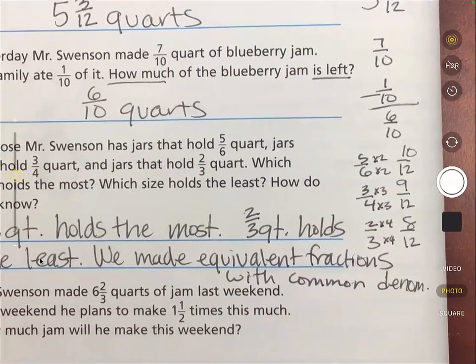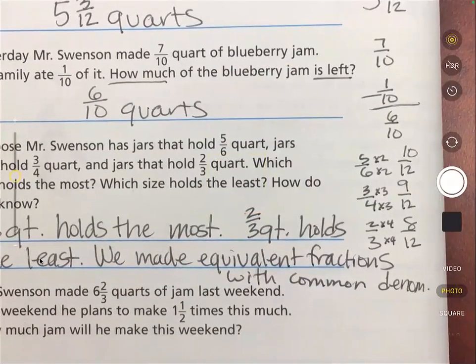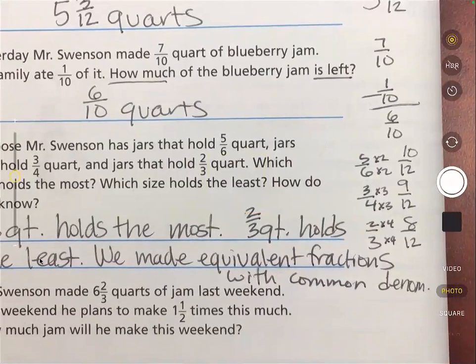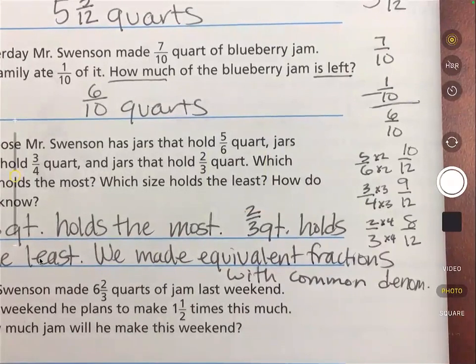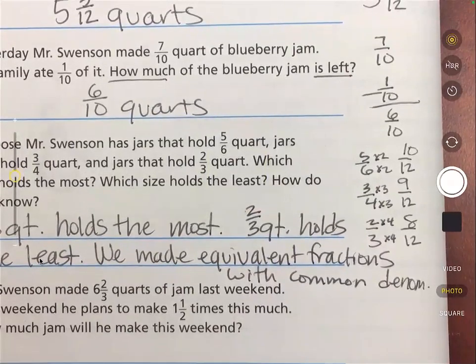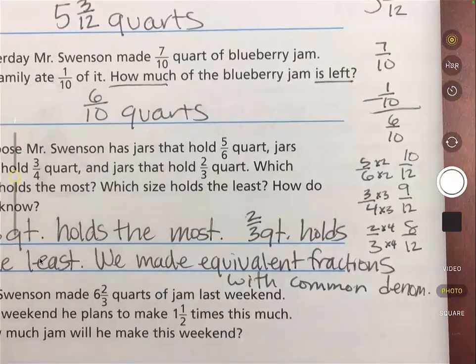Awesome sauce. All right, we got one left. Somebody go ahead and just start reading number 9 who hasn't read yet. Mr. Swenson made 6 and 2/3 quarts of jam last week. This week, he plans to make 1 1/2 times this much. How much jam will he make this weekend? In the chat, add, subtract, or multiply.